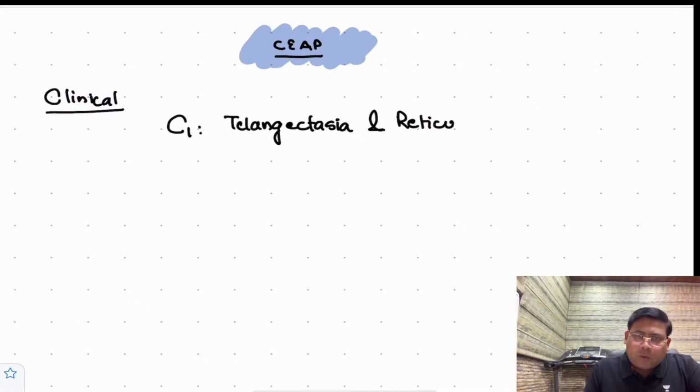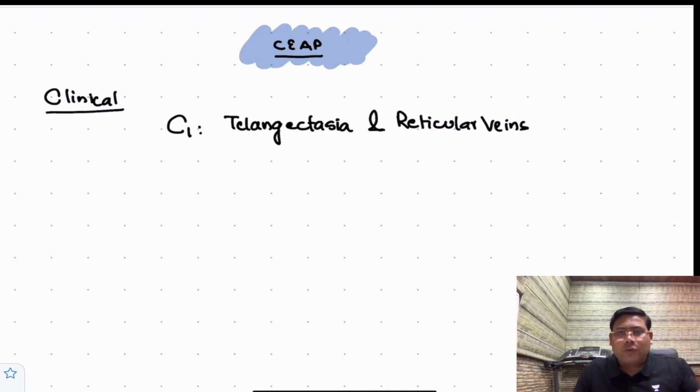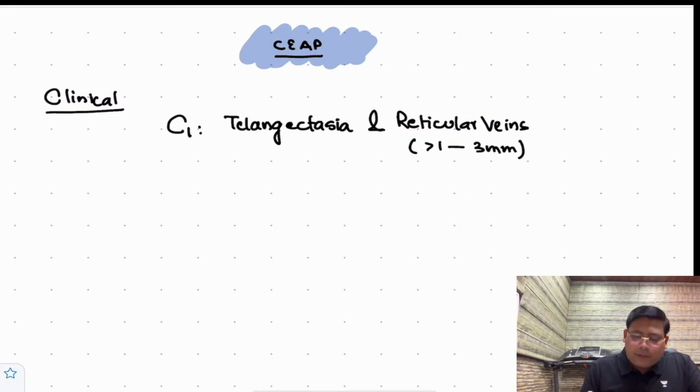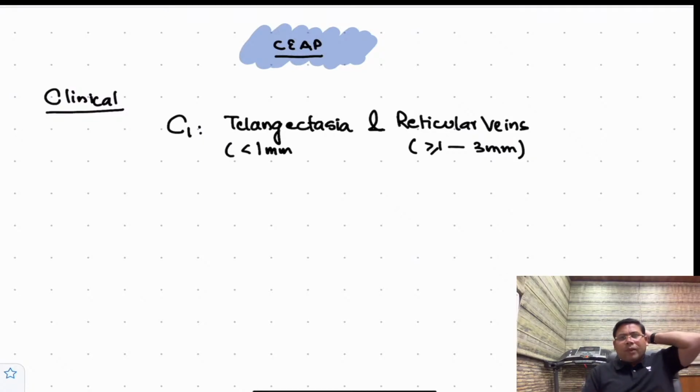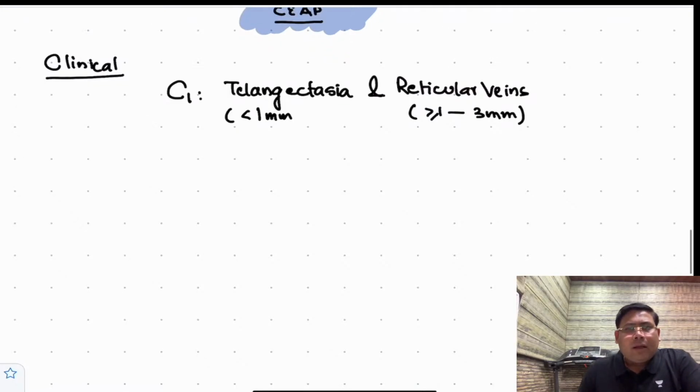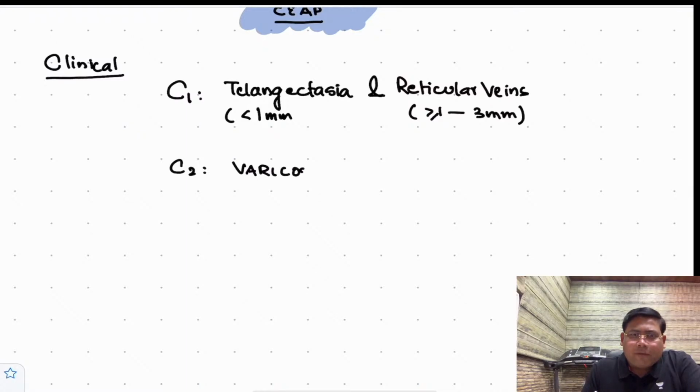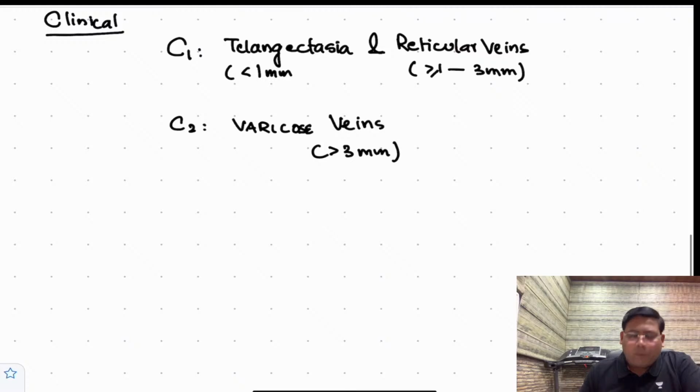Now you need to understand that reticular veins are veins dilated to a caliber of 1 to 3 mm, and telangiectasias are less than 1 mm. Now C2 is what are known as varicose veins, the ugly looking veins of more than 3 mm caliber. So C1 and C2 are very important.